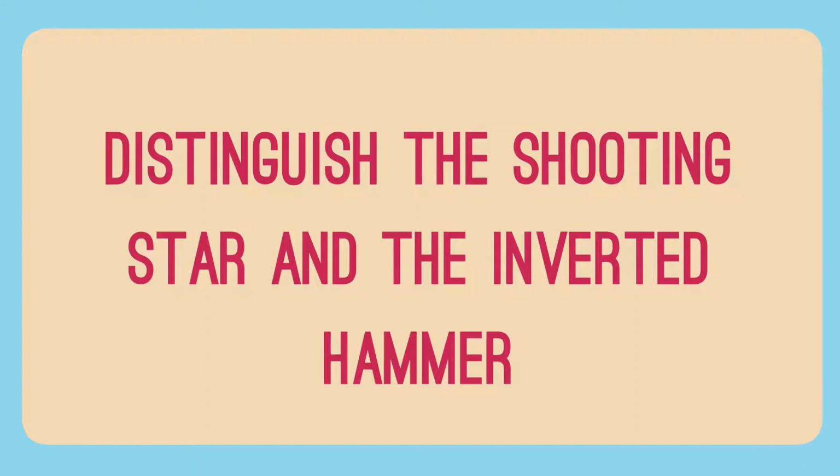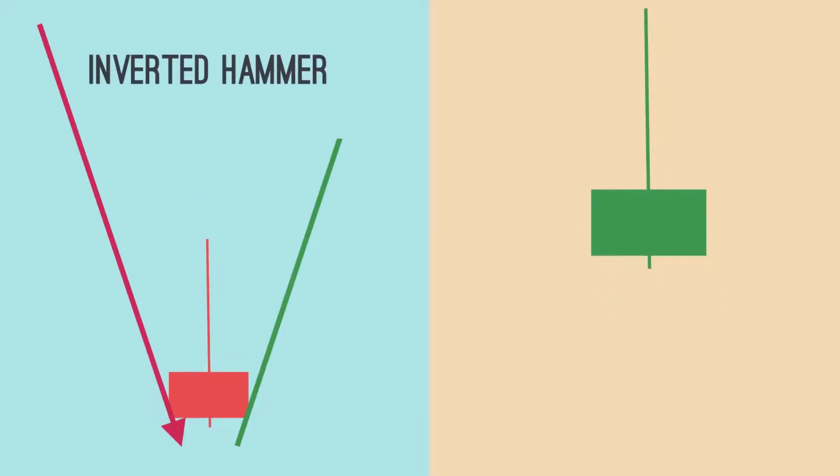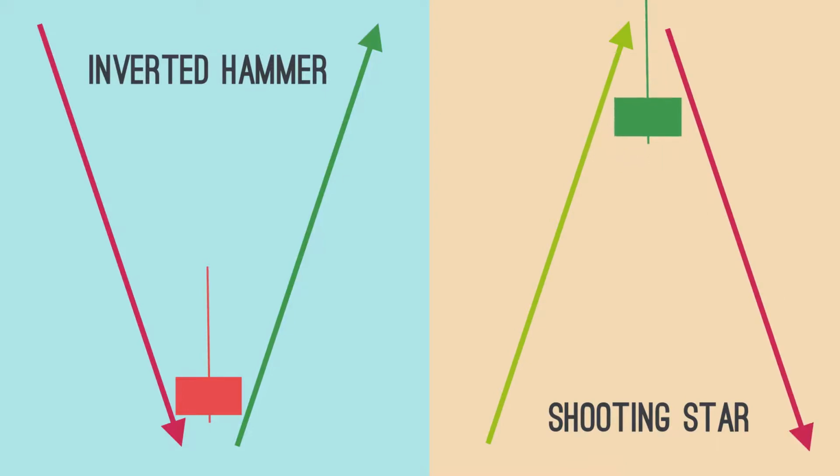Distinguish the shooting star and the inverted hammer. Both the shooting star and inverted hammer have a longer upper shadow and a small body. However, they appear in different situations. The inverted hammer refers to a bullish reversal and often appears at the bottom of a downtrend, while the shooting star relates to a bearish reversal.